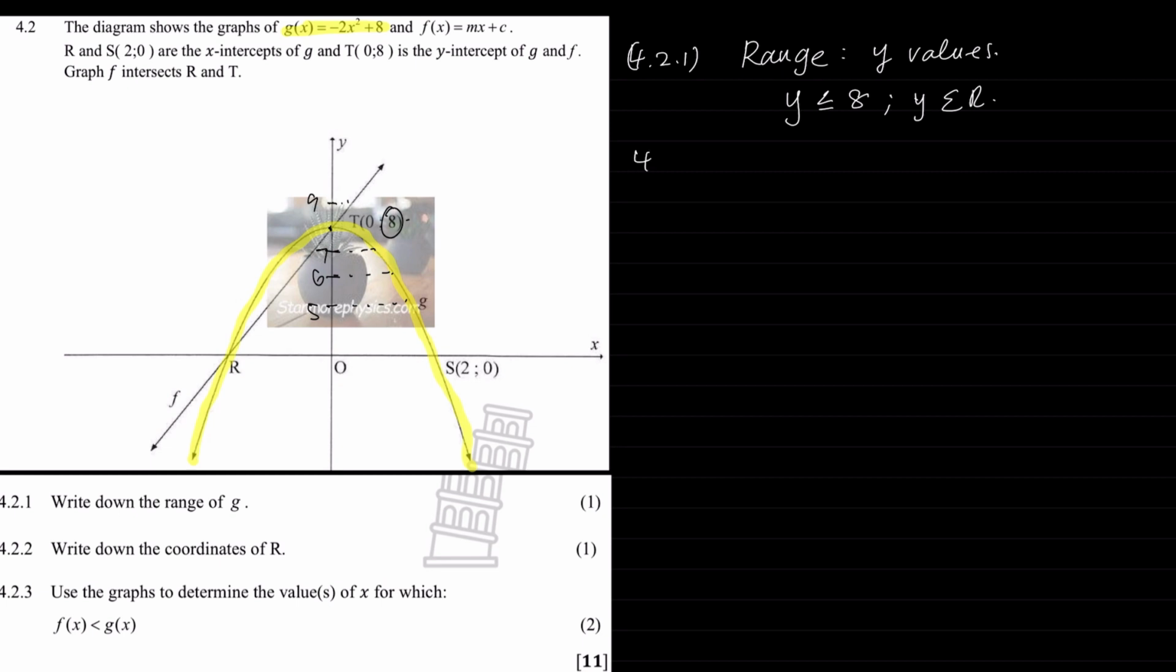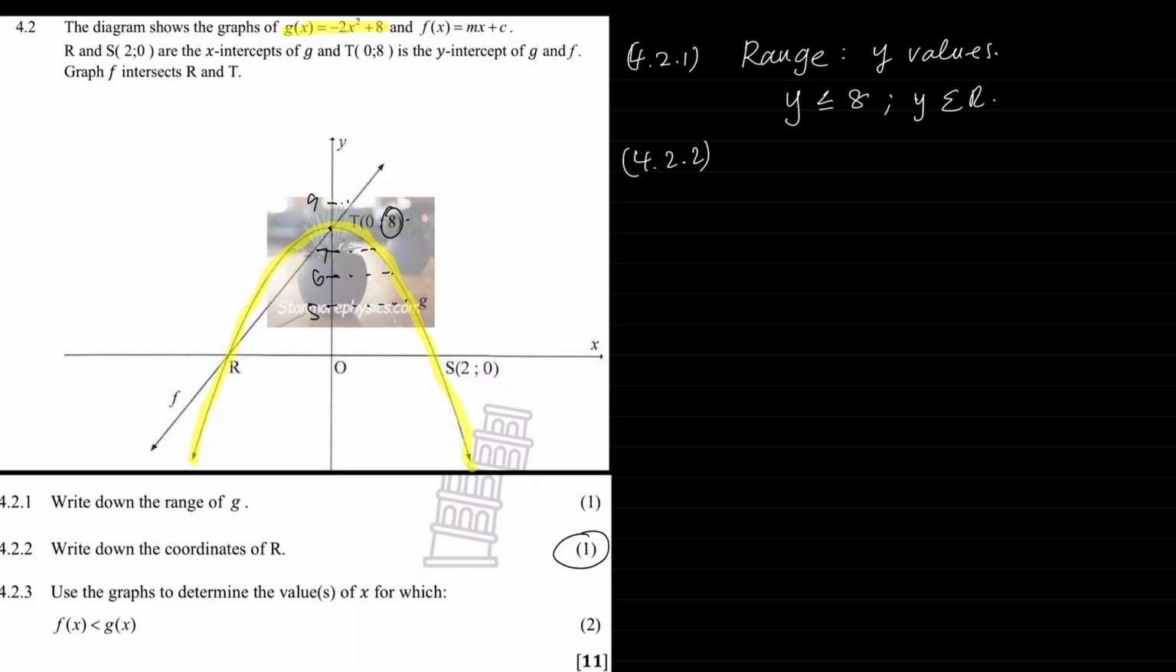Question 4.2.2. They want to know, write down the coordinates of r. Okay, so r is an x-intercept. Now generally if you want to solve for an x-intercept, you make y 0 and then you can solve. However, in this case, since it's a 1-mark question, it implies that there is a simpler way. And there is a simpler way. So let me show you.